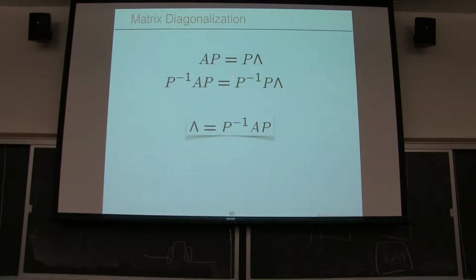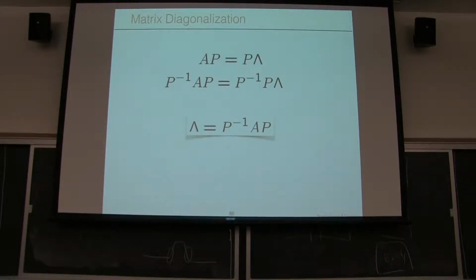P is n by n, so I'm going to invert it. Now I have that P inverse A times P has to be equal to P inverse P lambda, and this is the identity, so that means that this over here is diagonal. So if you give me a matrix A, I can convert it to a diagonal matrix that has the eigenvalues as diagonal elements, and the matrix that does that is this matrix made out of the eigenvectors.